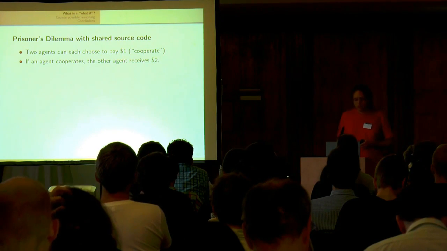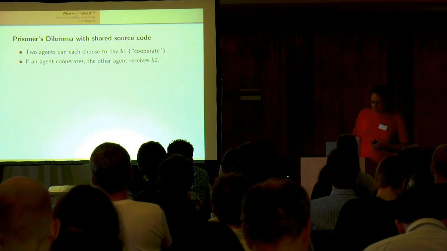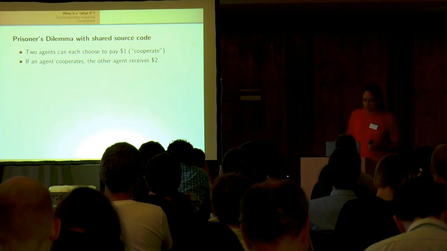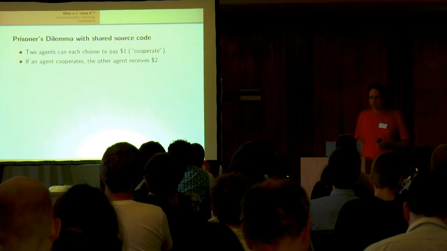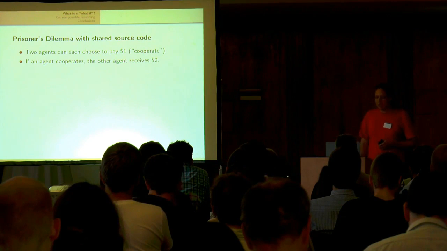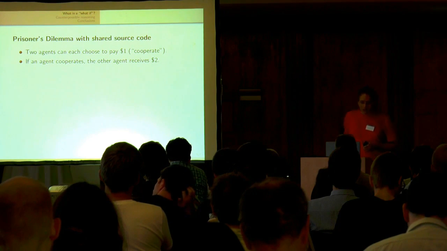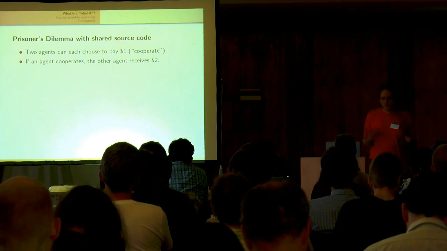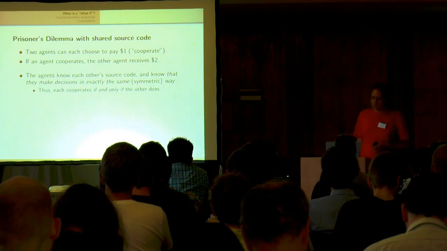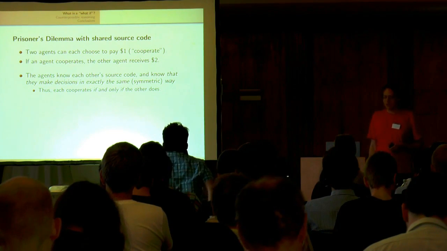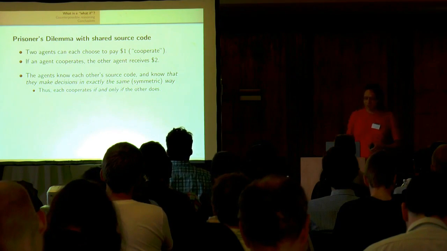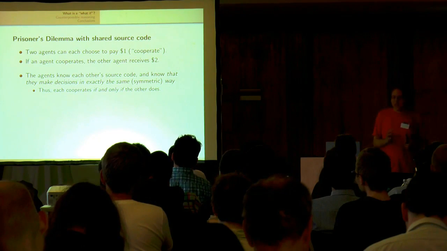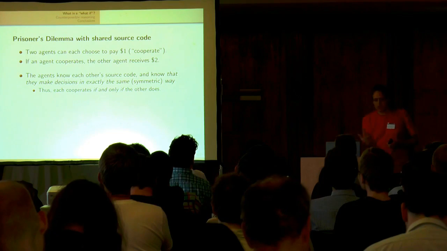So here's a more specific reason to think that this issue might be a problem. Probably most of you, maybe all of you, know the prisoner's dilemma. One way of thinking about it is that two agents can each choose to pay $1, which we call cooperate, and if they pay $1, then the other agent gets $2, and that's all there is to it. Here we're going to consider a version of the prisoner's dilemma where we have two artificial agents, two computer programs, who happen to exactly know each other's source code and know that they make decisions in the exact symmetric way from each other.